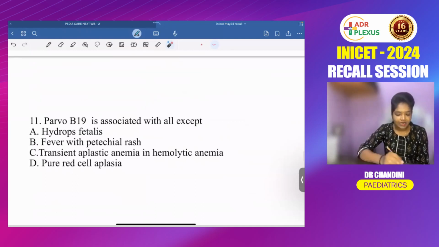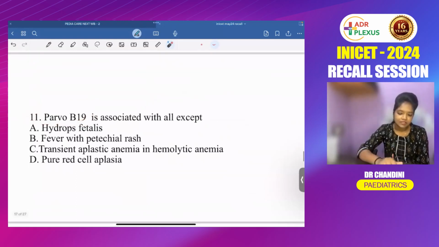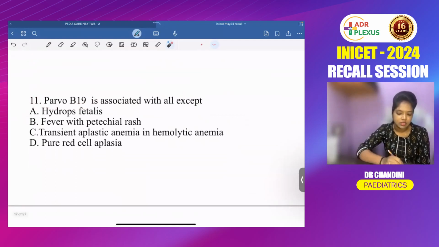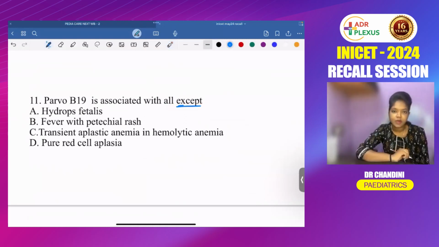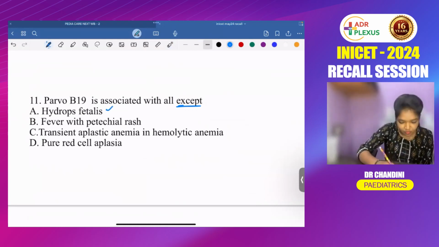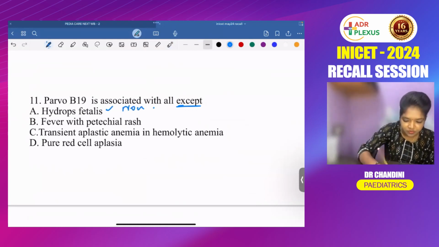It's the 11th question, another repeat topic. In the last INICET you had almost 3 questions from parvovirus, and this INICET also had a question from parvovirus. Parvovirus B19 is associated with all except, which is not a feature of parvovirus? Hydrops fetalis, yes, it is a feature of parvovirus. To be specific, non-immune hydrops fetalis.